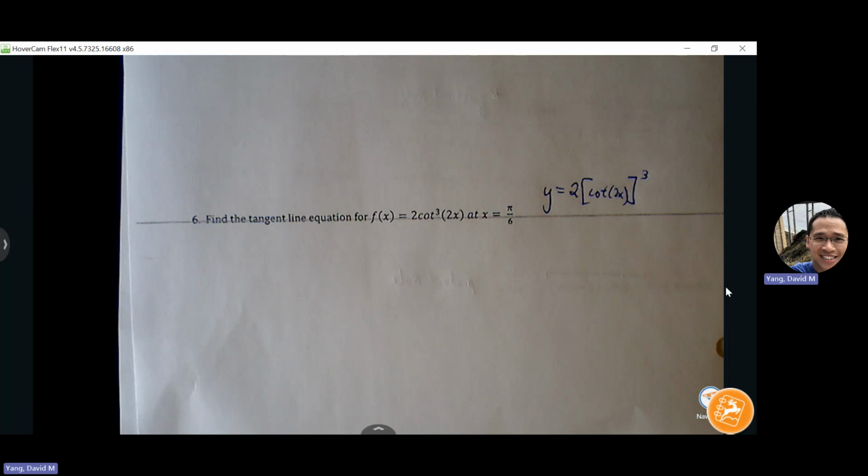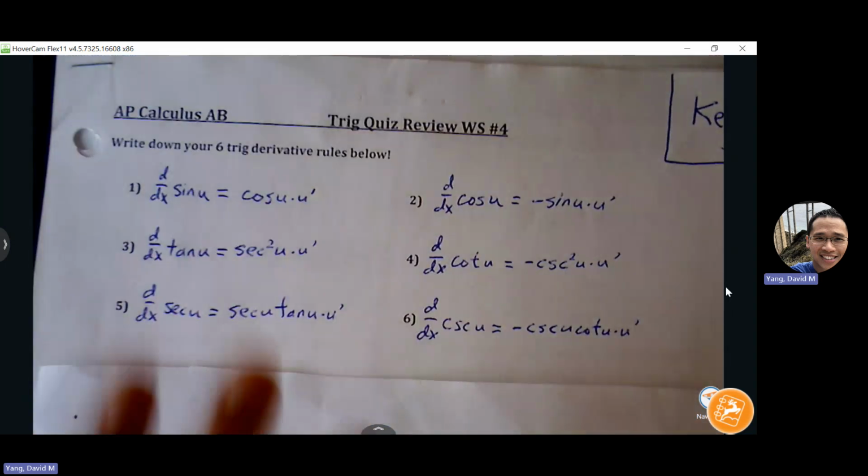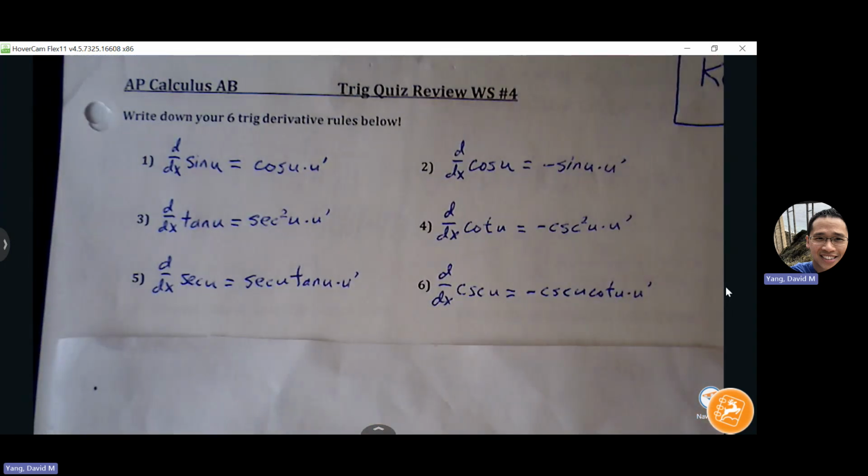Okay, let me review through the derivative rules. I don't want you guys to write anything down, so I want you to try them on your own. But I haven't seen these rules in a while, so just take a look at these and don't write anything down.